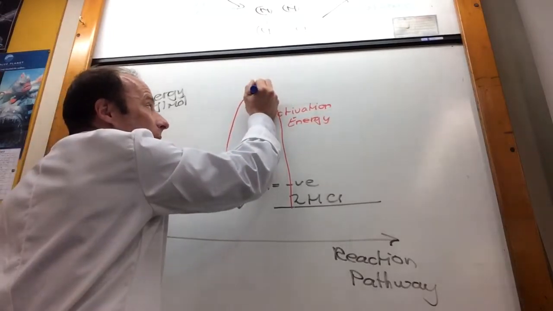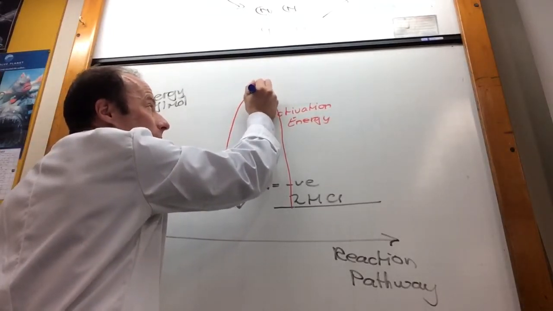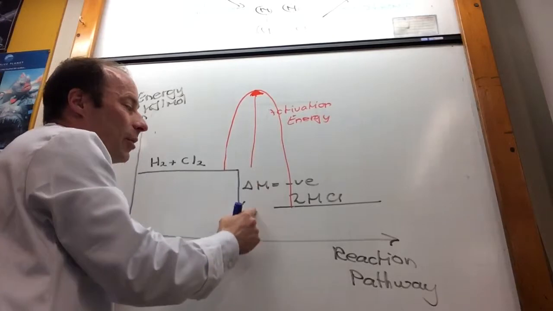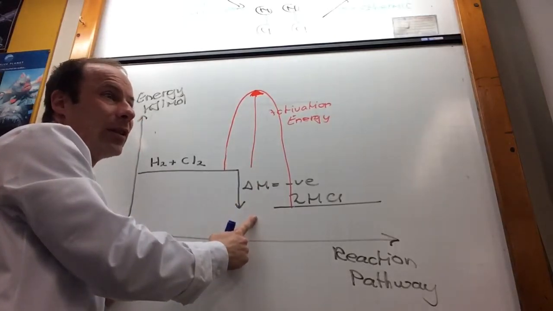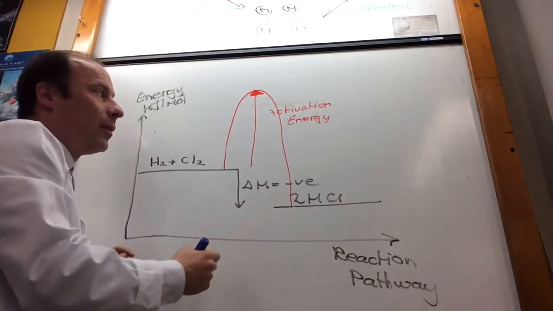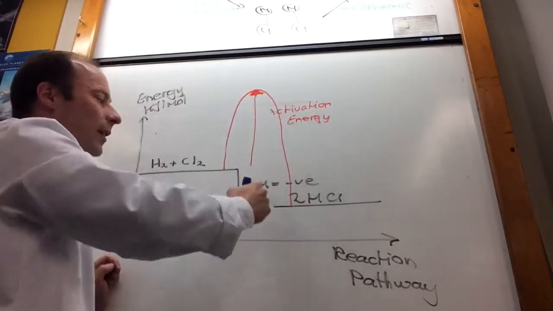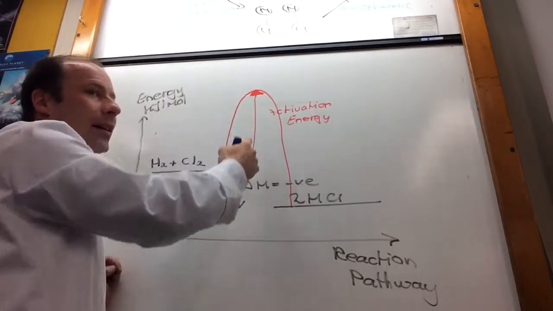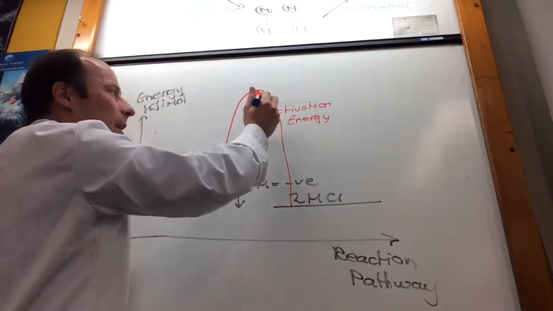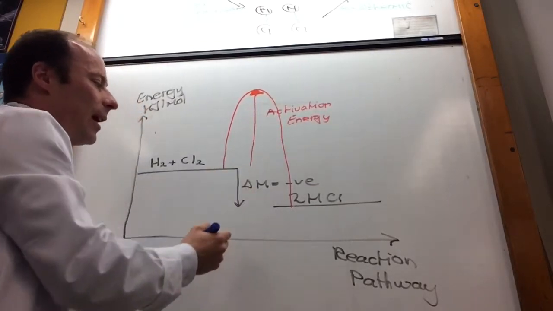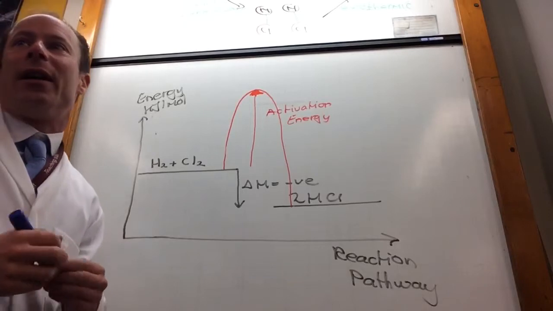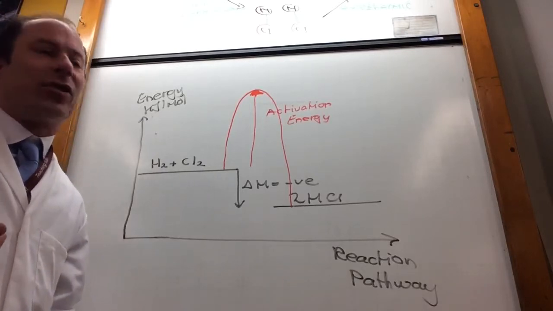So the way you have it is you should have an arrow going up like so, and an arrow going down like so. So no arrows on this curvy line, an arrow going down and an arrow going up. The red arrow is my activation energy and the black arrow is my energy change for the reaction.